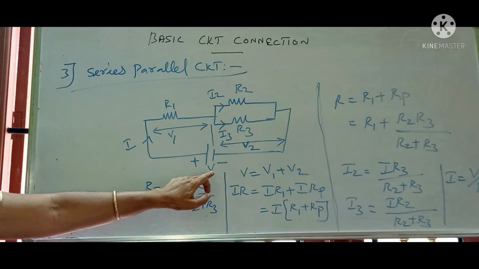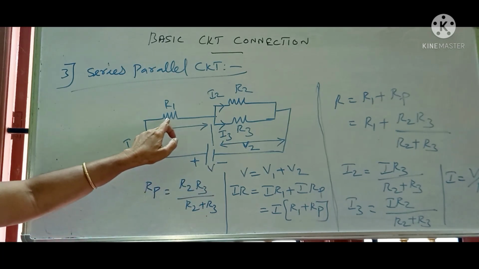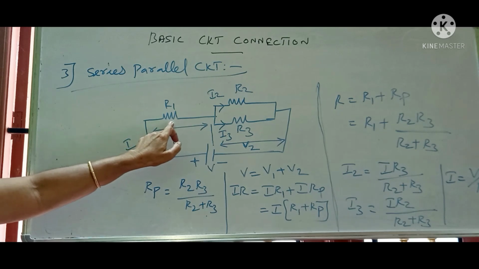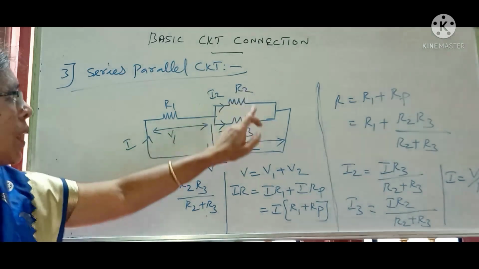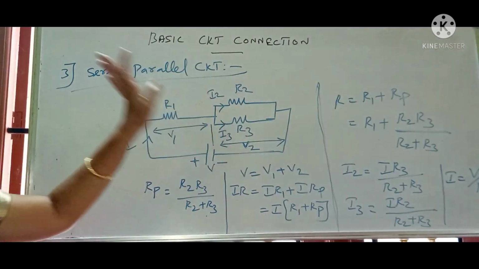So B is the battery connected in series to the resistor R1. The two resistors R2 and R3 are connected in parallel form. The whole network is a closed network.